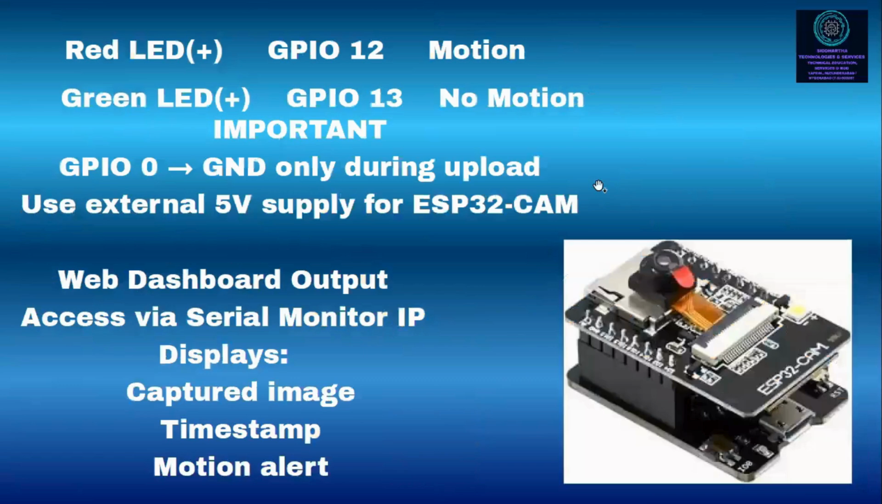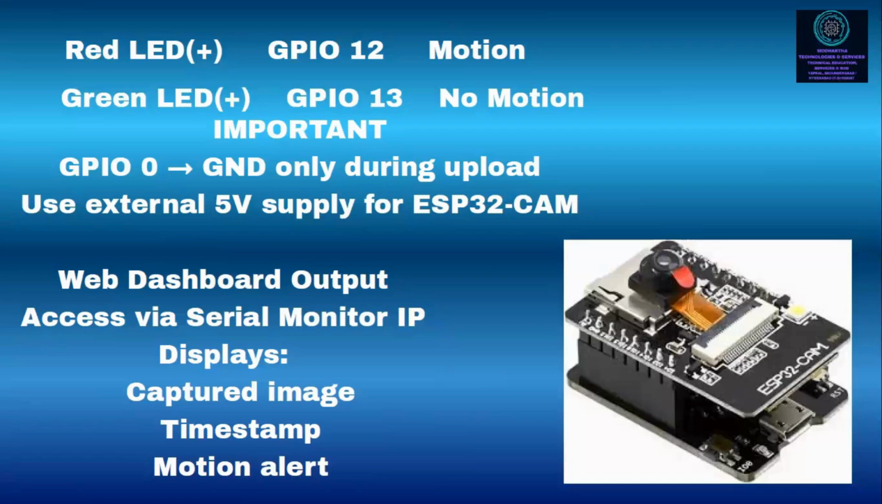All right, so let's see how it works. The red LED connected to GPIO 12 lights when motion is there. The green LED connected to GPIO 13 indicates no motion. An important point is GPIO 0: when you do the coding part, GPIO 0 must be connected to ground only during upload. Use an external 5 volt supply for the ESP32-CAM. The web dashboard output will be accessed via the IP shown on the serial monitor, displaying the captured image and time. So this is our project.